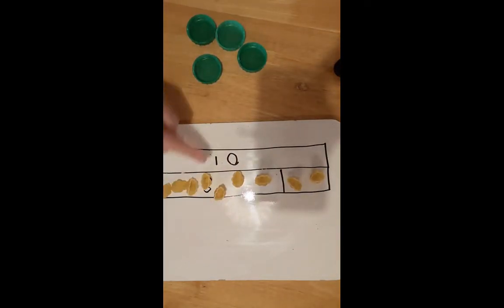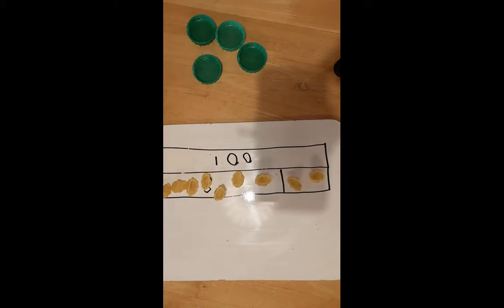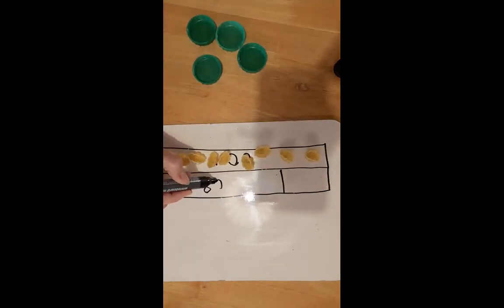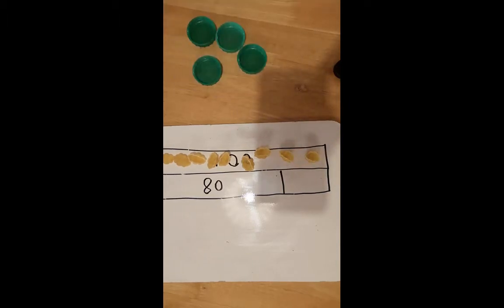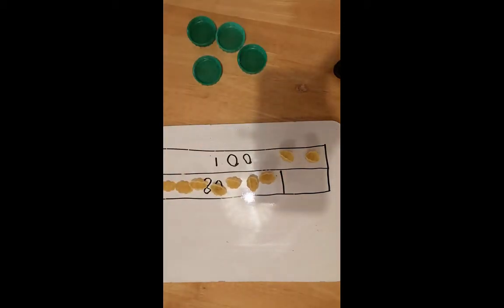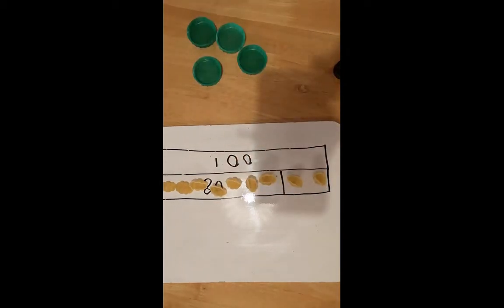Now, if you've answered a challenge, think about this number as 100 instead. So now each pasta shape is going to represent 10. 10, 20, 30, 40, 50, 60, 70, 80, 90, 100. And 80 is the number we know, so we want to work out what the missing bit is to give us 100. So let's try 10, 20, 30, 40, 50, 60, 70, 80. So there's 80. So what's my missing bit? 10, 20.